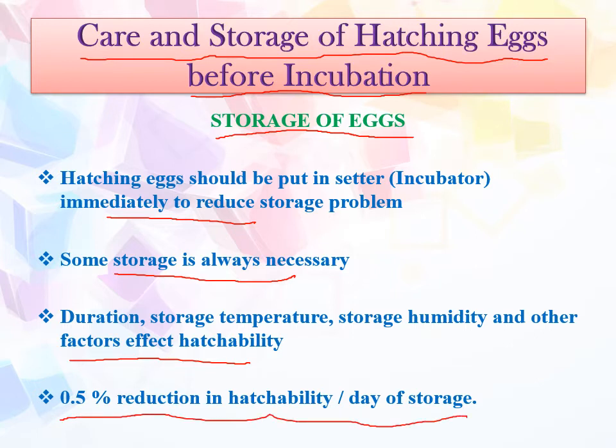So once the eggs come from the breeder farm, you will store them in the egg storage room of the hatchery. Every day the hatchability of the eggs will reduce by 0.5%, so there will be a bigger reduction with a higher number of storage days. Generally, in the hatchery they store the eggs in the egg storage room for only 12 to 24 hours, and then immediately they are put into the incubator, so it will not affect the hatchability.